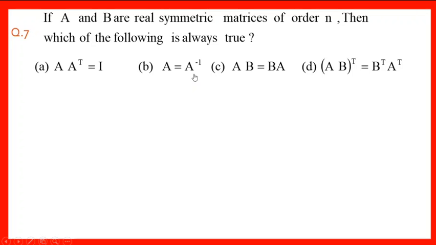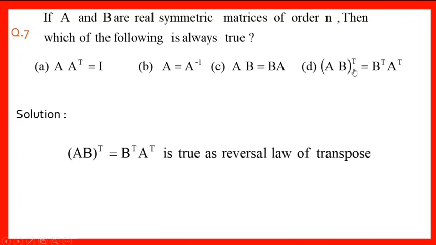So obviously A cannot be equal to A inverse, and the commutative property is not true for multiplication. So this is also rejected. Then A into A transpose is equal to I is true only if the matrix is orthogonal. But the given matrix is symmetric, so this also does not hold. So the only option left is this, and this is true according to the reversal law of transpose, that transpose of A into B is the transpose of the matrices in reverse order. It means we will get first the transpose of the second matrix into the transpose of the first matrix.